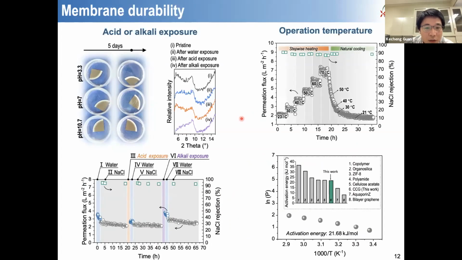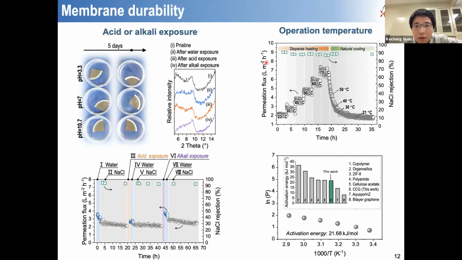And we also explored the membrane stability under different conditions. We exposed the membrane to acid or alkali conditions and found that the nanochannel is stable in both conditions, with the same XRD spectra and the same peak shown here. And we also tested the water filtration process. We treated the membrane with acid and alkali during this process, and the membrane kept a similar performance, including the permeation flux and the salt rejection.